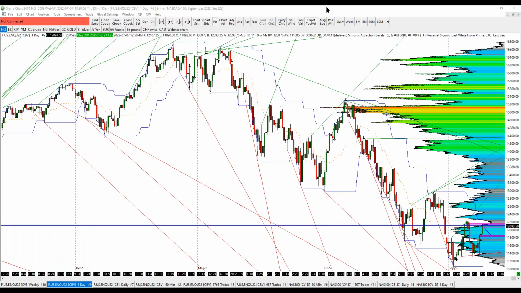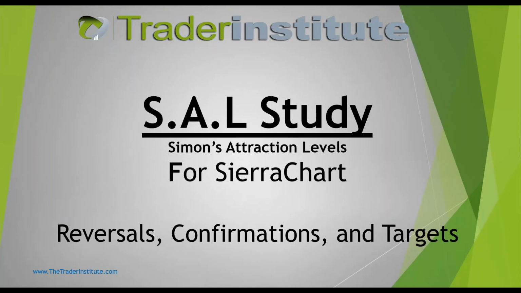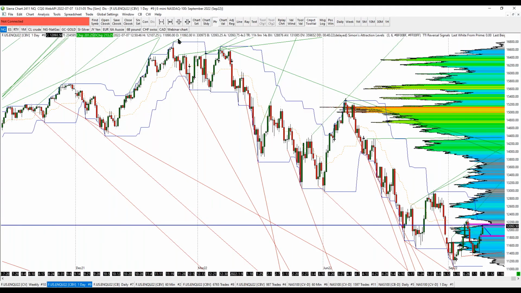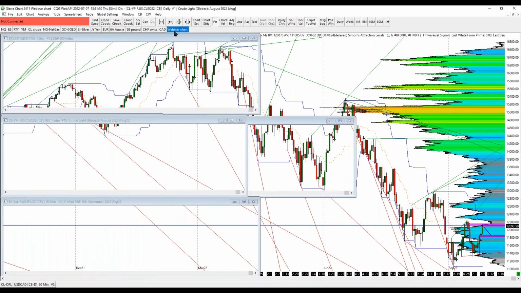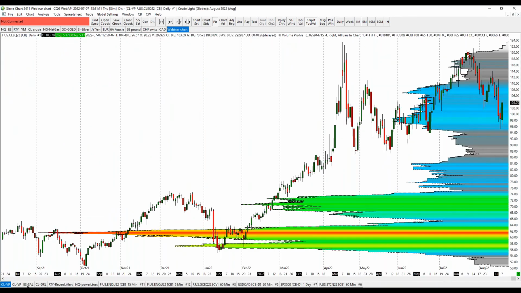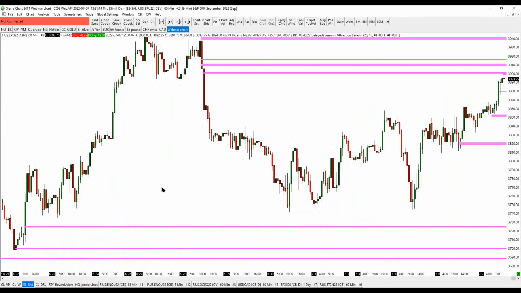So again, sorry for the delay. Let's move to the next level. SAL indicator, Simon's attraction levels. Going back. What are the attraction levels? Let's go to SAL. On the ES, these are magenta lines, right? You see them.